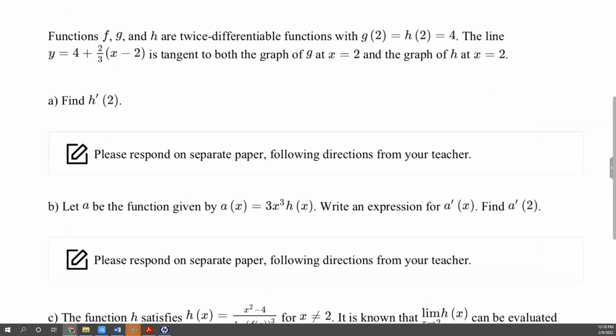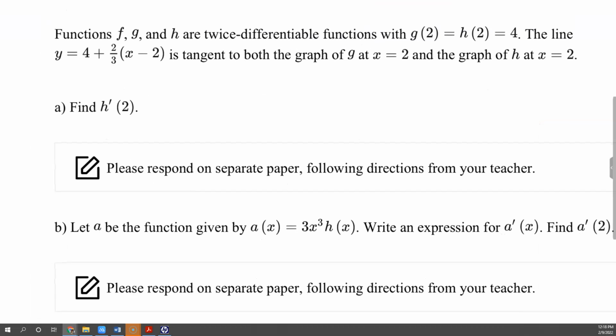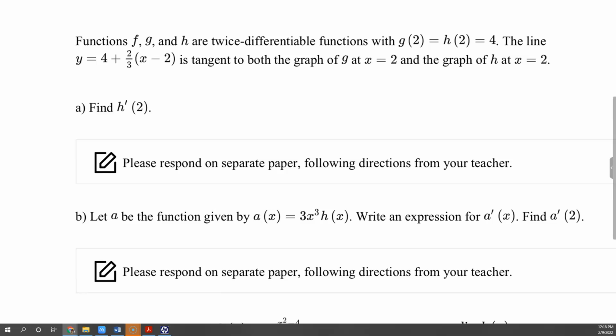Okay, here's my question. Functions f, g, h are twice differentiable functions. The line is tangent to both the graph of g at 2 and the graph of h at 2. Find h prime of 2. Whoa, this is a thinker. Okay.